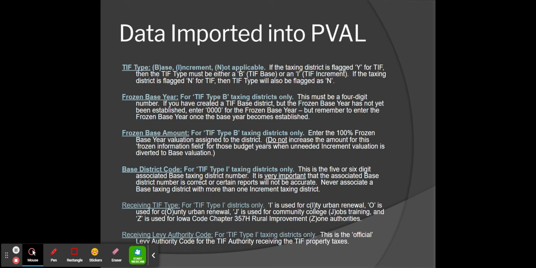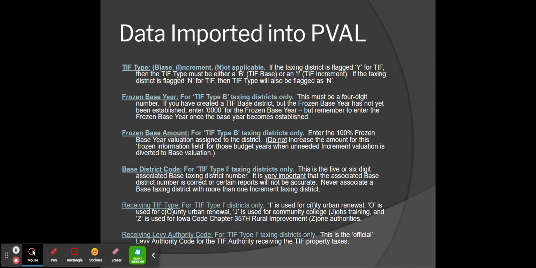Base district code for the increment districts, those that are labeled with an I, this is the 5 or 6 digit associated base taxing district number. And keep in mind that the associated base district number is correct. And don't associate base district numbers with more than one increment district. They are a one-to-one association.